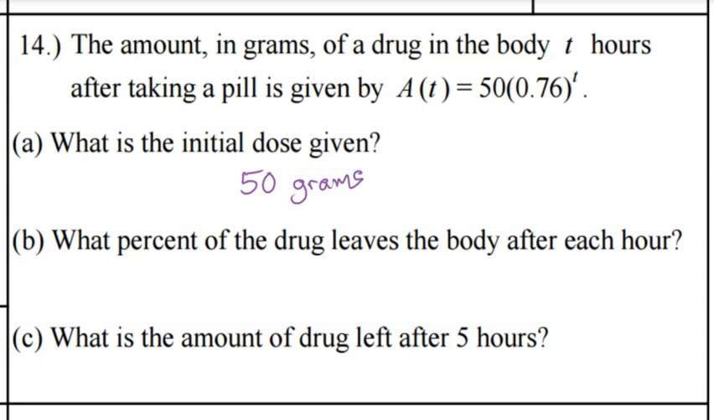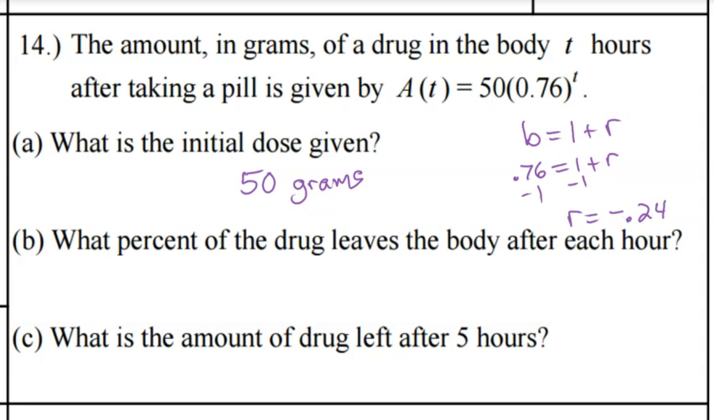And then it says what percent of the drug leaves the body after each hour. That's asking about the growth factor, 0.76. And we know that the growth factor is equal to 1 plus R. In this case, the growth factor is 0.76, so that's equal to 1 plus R. If we subtract 1 from both sides, we get R is equal to negative 0.24.